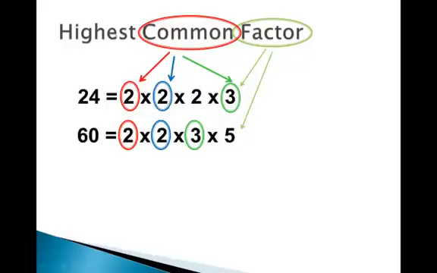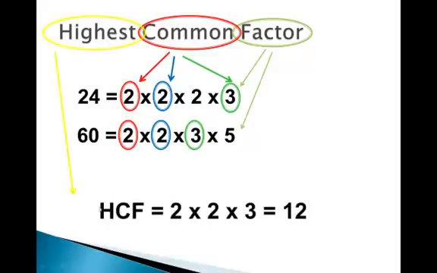So we can then use those numbers to find our highest common factor. And to find that, we need to multiply those 3 numbers that they have in common. So the HCF, the highest common factor, is 2 multiplied by 2 multiplied by 3, which equals 12. So the HCF of 24 and 60 is 12.